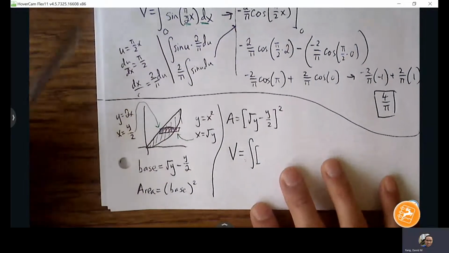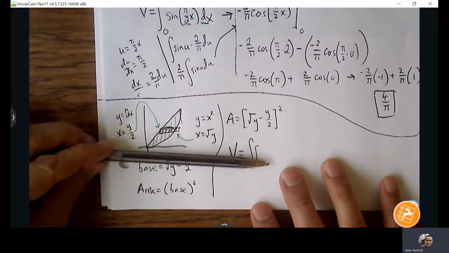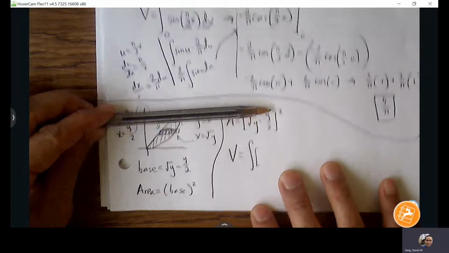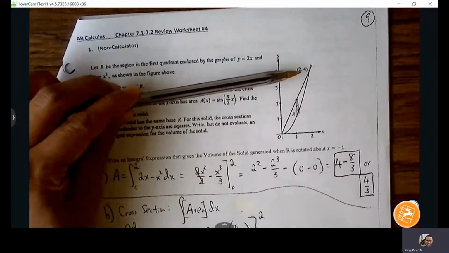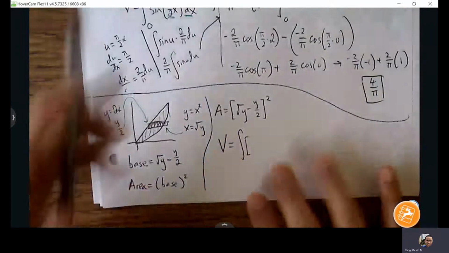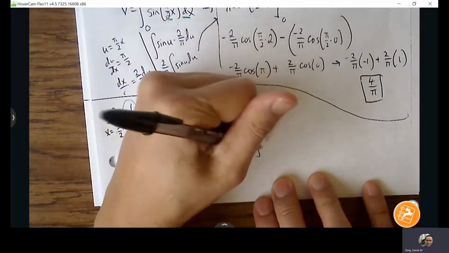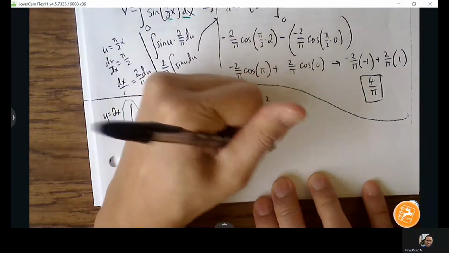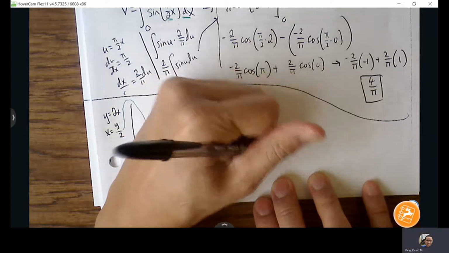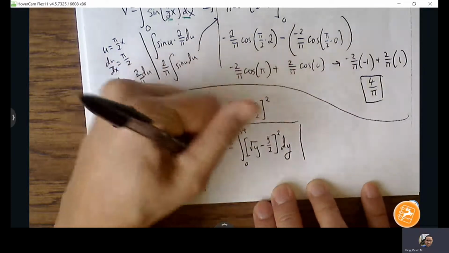Okay, the bounds have to be adjusted as well. We have to use y values. We have to go from 0 to whatever the highest y value is. The highest y value is 4. And it's only asking for the setup, so that's good enough.